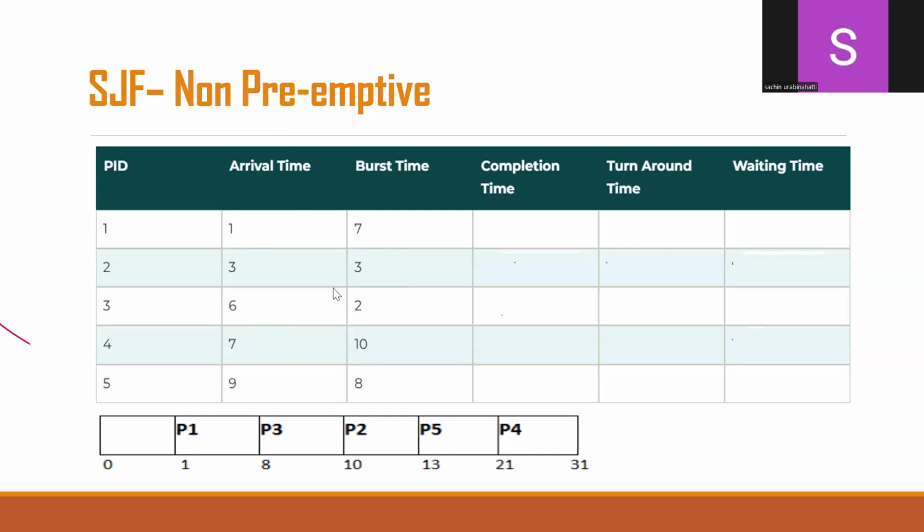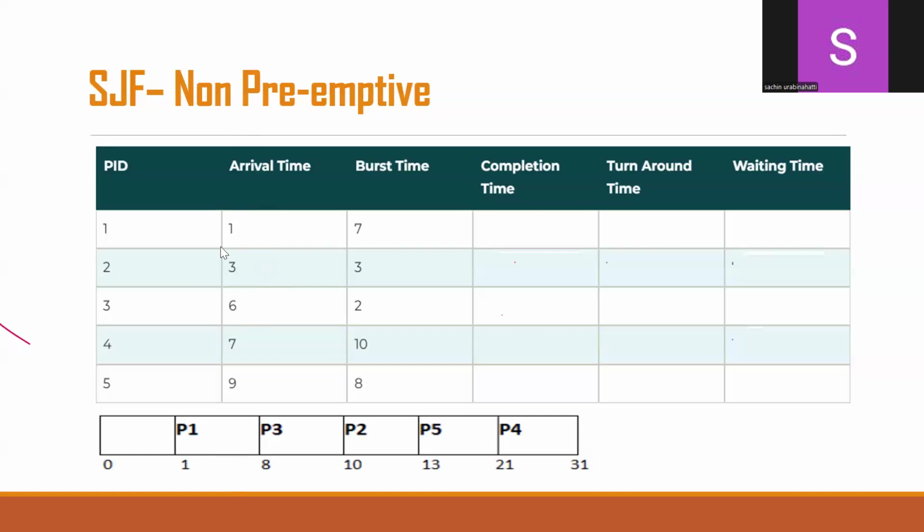If it was preemptive, then definitely we would keep process 1 on hold and take process number 2 immediately. So that is the slight difference you find between preemptive and non-preemptive. But today we are discussing non-preemptive. In this non-preemptive, once the process has started its execution, it will definitely continue until the execution of that process is completed entirely.